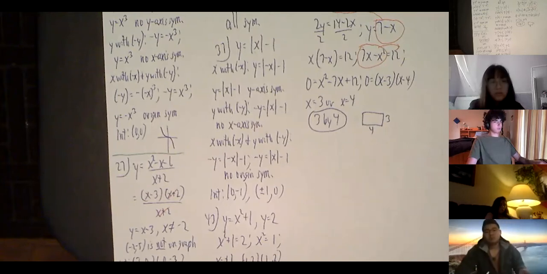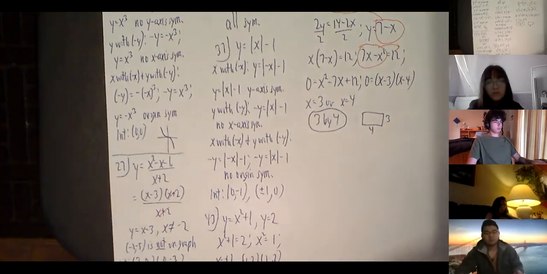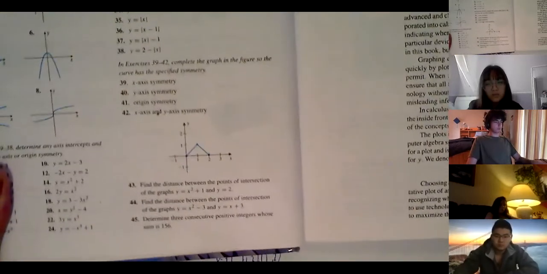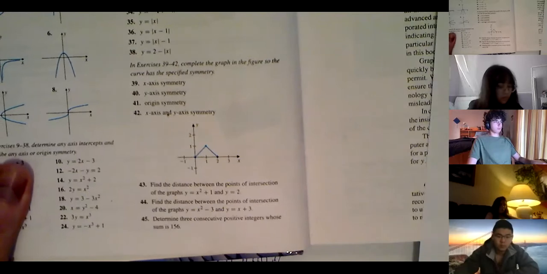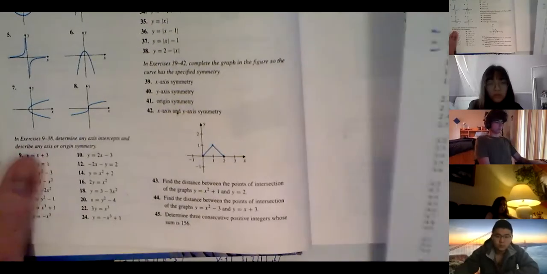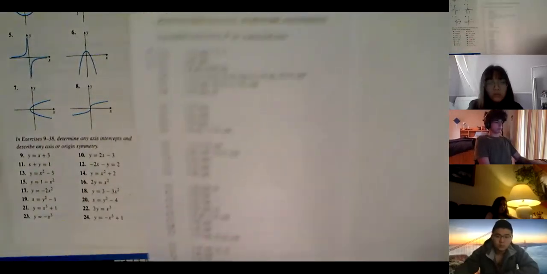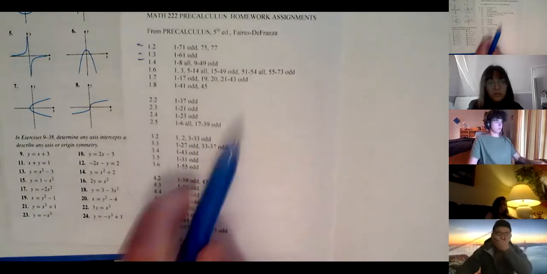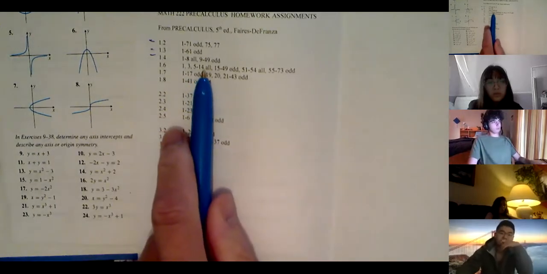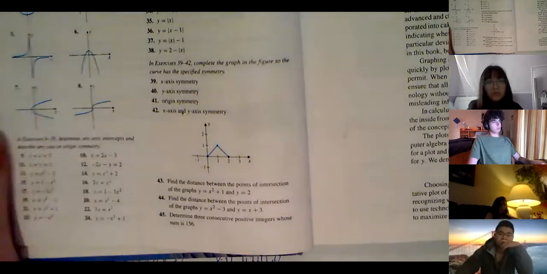Okay, so that's as much as I wanted to show you from there. Now we have a few mini word problems at the end. So again, looking at our assignment here, we had to go all the way up to 49, I guess. So how about I'll show you 43.